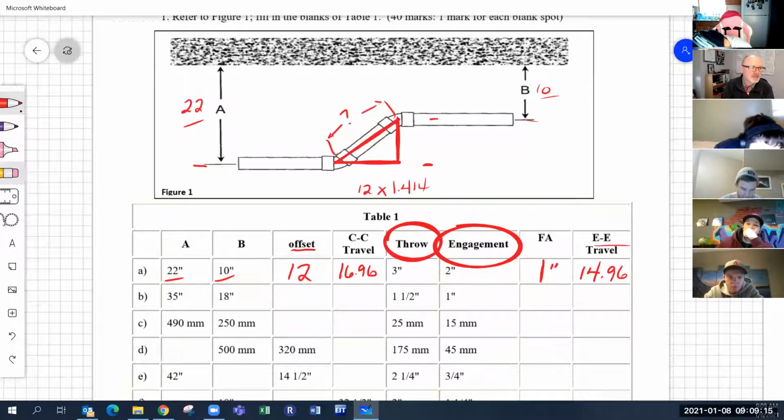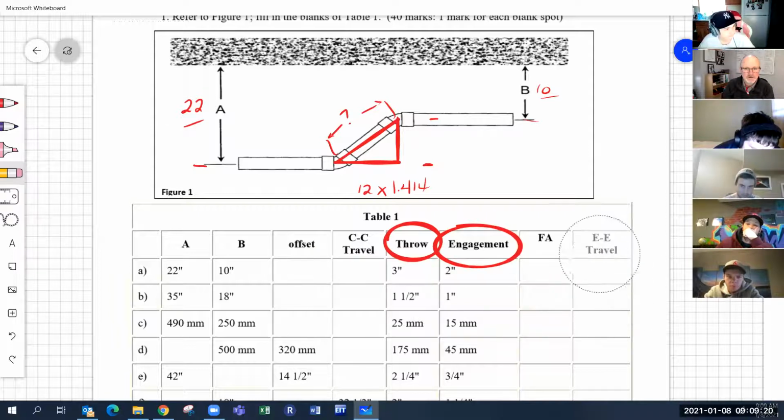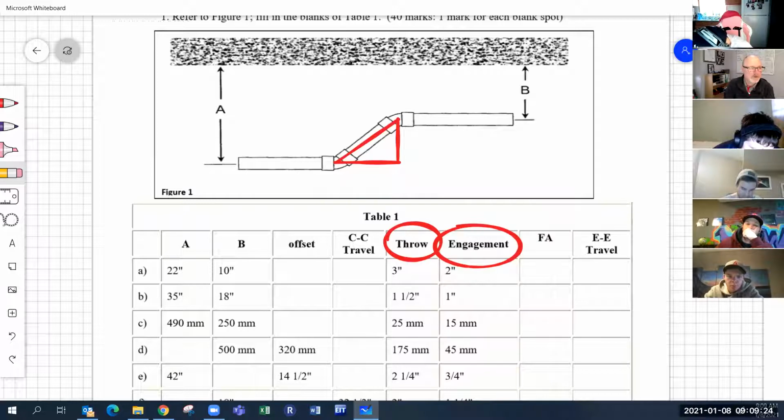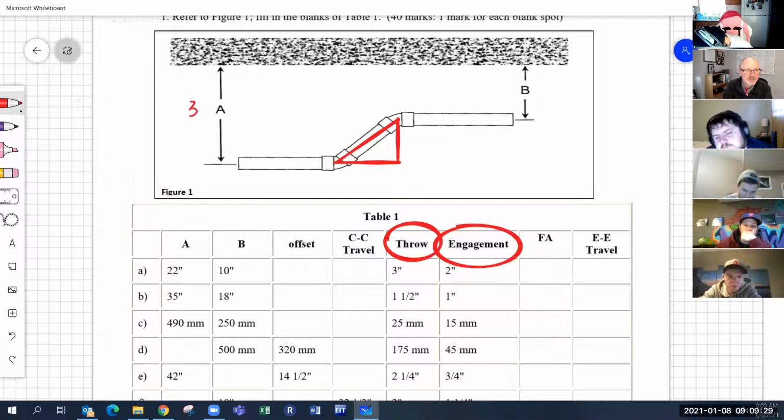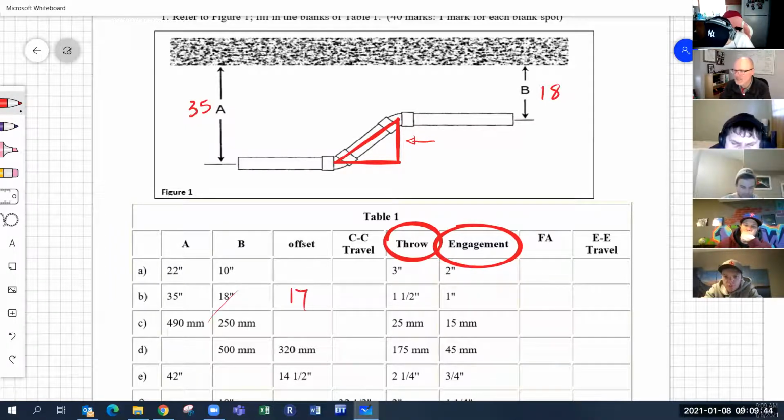Let me just erase these ones and we'll go to the next one here. So now we have the next measurement. A is 35, B is 18. So what is my offset? It's pretty easy. 17, is it not? Yeah, my offset right here is 17.